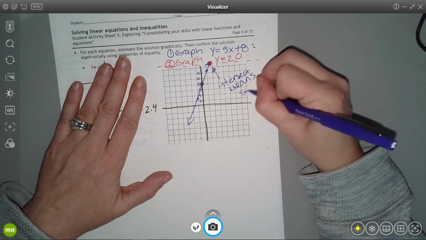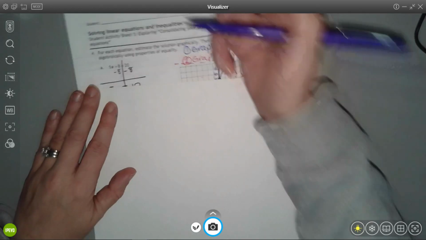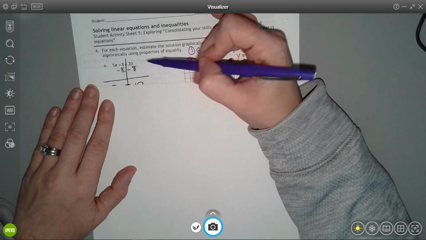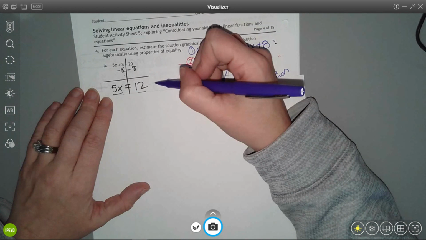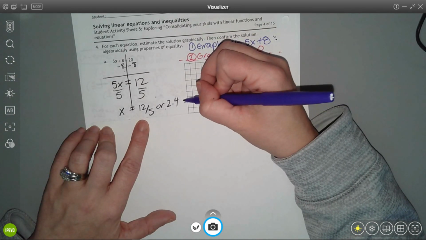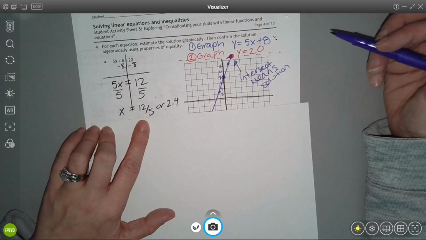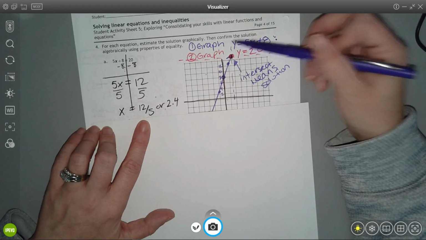Okay, so what I just want to do here, we're going to solve this. Minus 8 on both sides gives me 5x equals 12. Divide both sides by 5. And x equals 12 over 5, or we can call it 2.4. And if we went up here, guys, that's about where that falls. It's right about in the center there of 2.5.